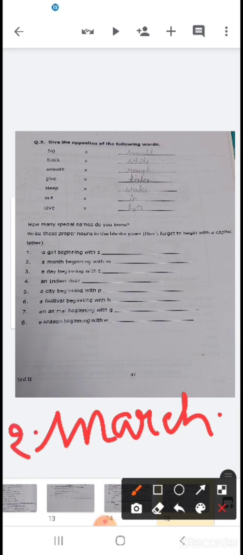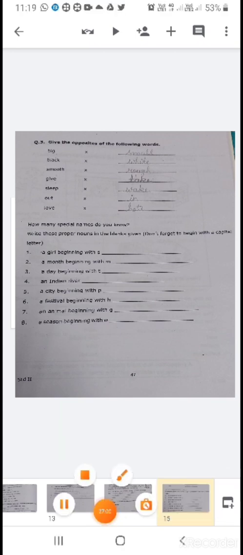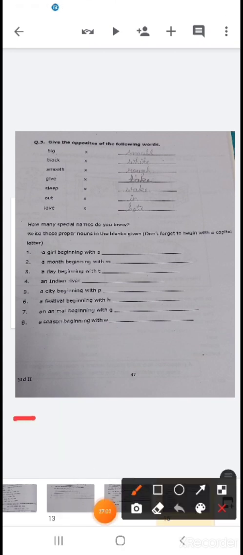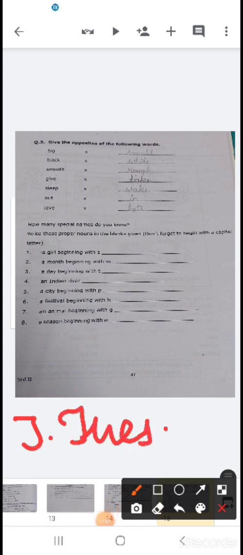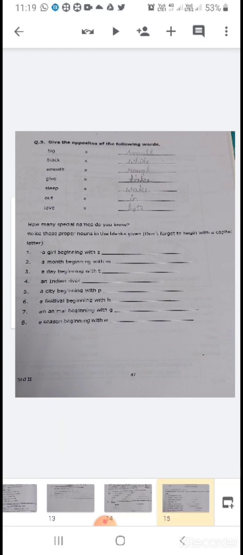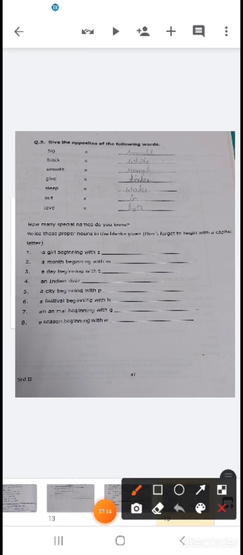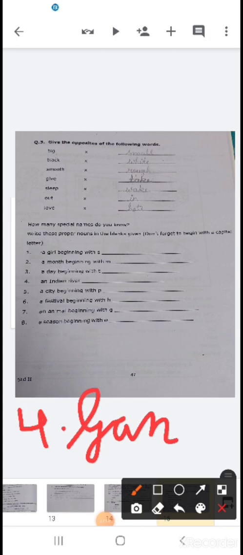Okay. Now the third is a day beginning with the T. Which day begins with the T? Tuesday, Thursday. Okay. So I am writing here Tuesday. So the answer of third is Tuesday. Now see the fourth. An Indian river. You just have to write any Indian river. So the Indian river is Ganga, the famous river which is in Haridwar.